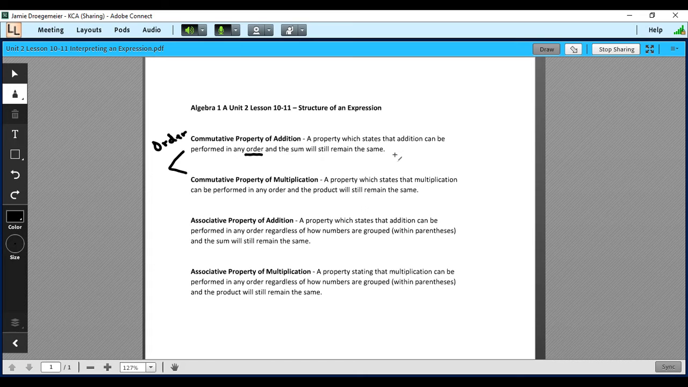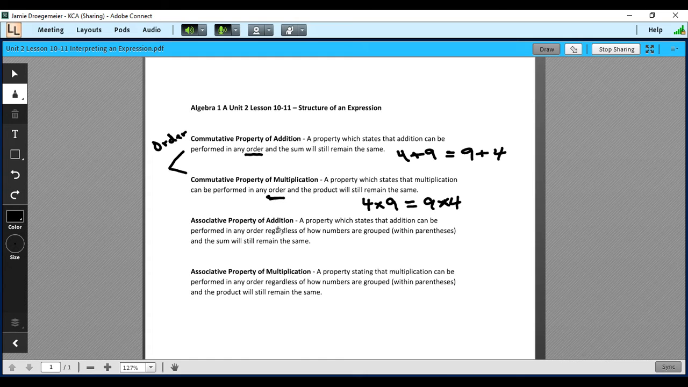Just as an example, if I have 4 plus 9, the commutative property of addition says that that's going to be equal to 9 plus 4. So that's an example of the commutative property of addition. If I change the order of those numbers, it's not going to change the sum. And the same is true for multiplication. I'll just use those same numbers. 4 times 9 is going to give me the same product as 9 times 4. So changing the order doesn't change the sum in addition or the product in multiplication.